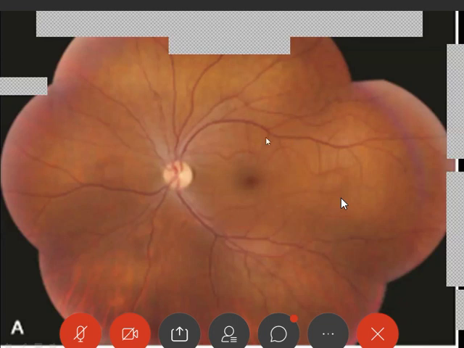Then I told you that this is the macular area, 5.5 millimeters in diameter, and then the foveal area that is 1.5 millimeters in diameter, and at the center there is a foveal reflex. It is 0.35 millimeters in diameter.